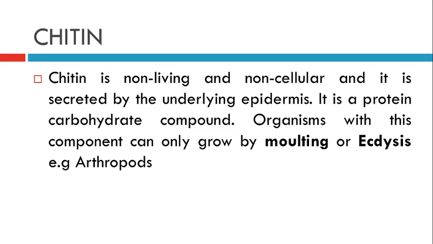Chitin is non-living and non-cellular, and it is secreted by the underlying epidermis. It is a protein carbohydrate compound. It's made up of calcium carbonate, calcium phosphate. So it is mostly found in organisms like arthropods.